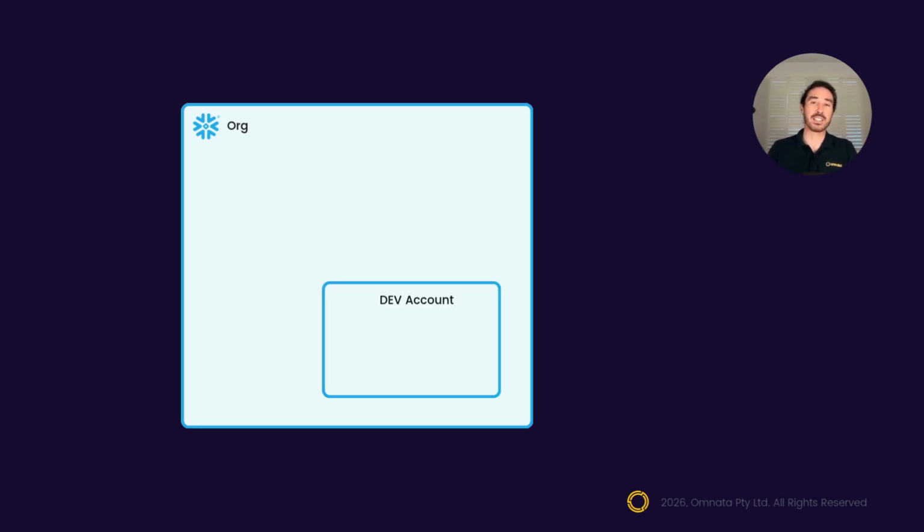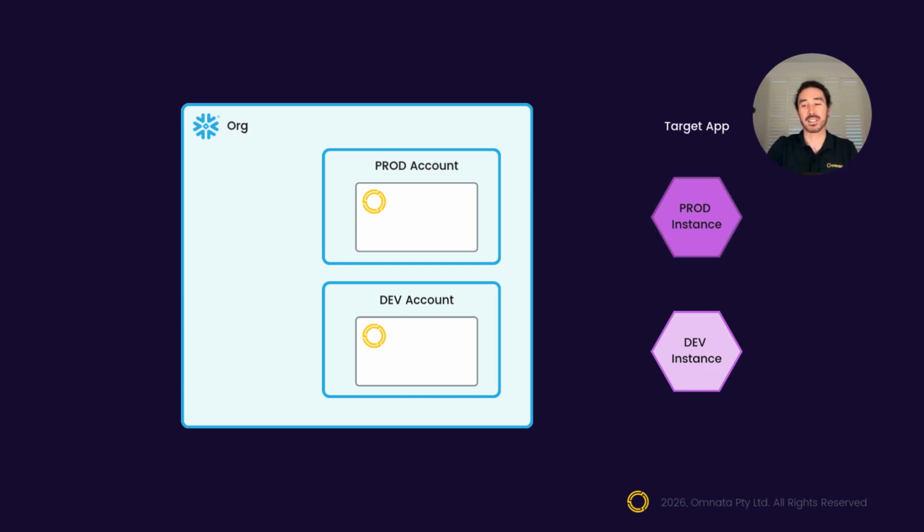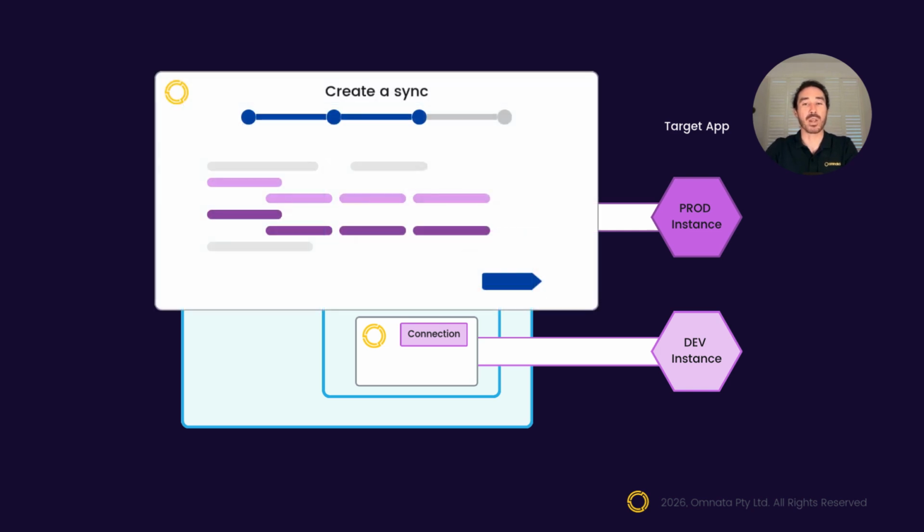So you've got a Snowflake org, you have a dev and a prod segregated account under that org. We've got Omnata installed in both of those accounts. And then we have dev and prod instances of our target endpoint. Now, the first step is going to be creating connections to your dev and prod instances from the respective Snowflake accounts. Then we make Omnata aware of the different Snowflake accounts that we have.